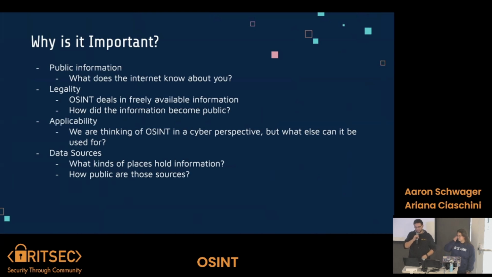Finally, data sources. What is holding your information? Where can you find it? How did it get there? Do you want it there? All of these are important questions that you have to ask when dealing with OSINT, both focused on information about yourself and about whatever you're trying to find.